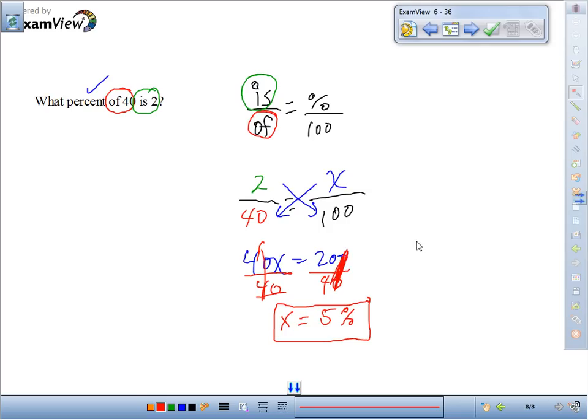Bless you. Any questions with this one? Yes. If you see it, that's fine. If you don't, just go ahead and use the process. Number 7.